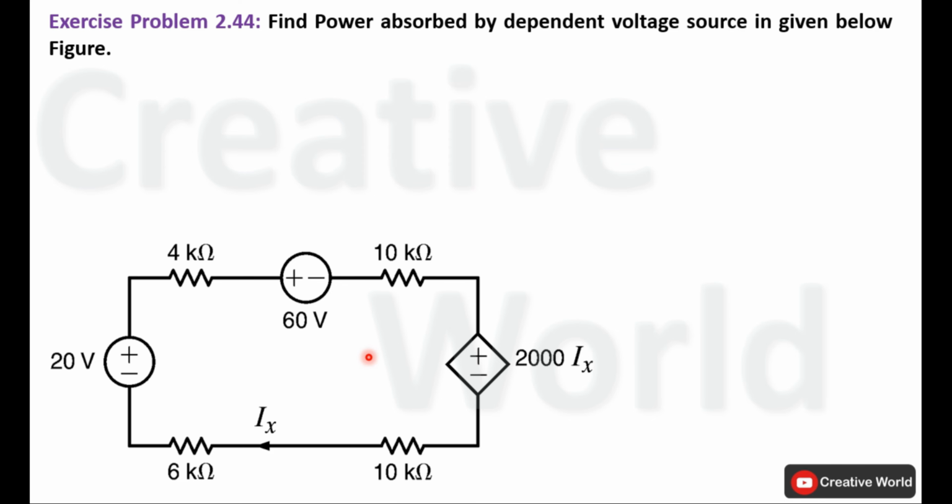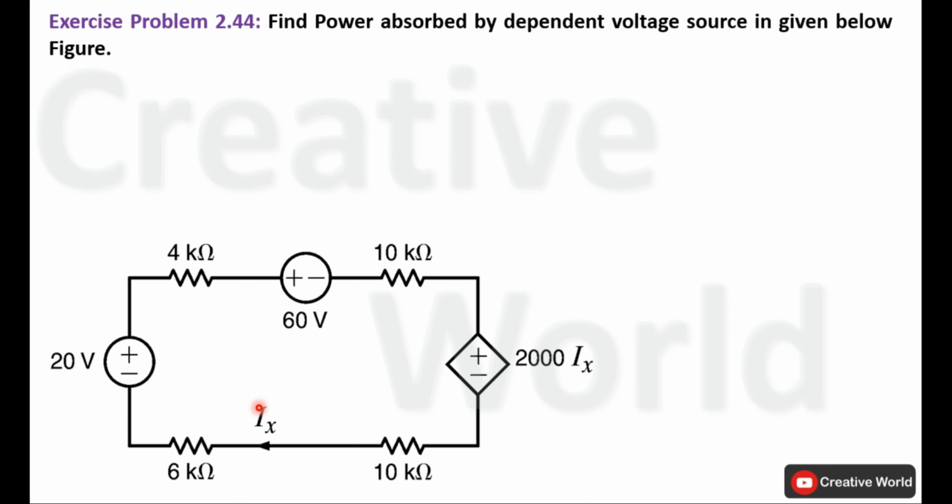This is the circuit diagram of the given problem. We have to find power absorbed by this dependent voltage source. We know that in order to calculate the power of dependent voltage source, we should have at least two parameters. One is voltage across this dependent voltage source and the other is current through it. Right now we don't have both parameters, so first we will try to find out both of them. Later on we will be able to calculate the power of this dependent voltage source.